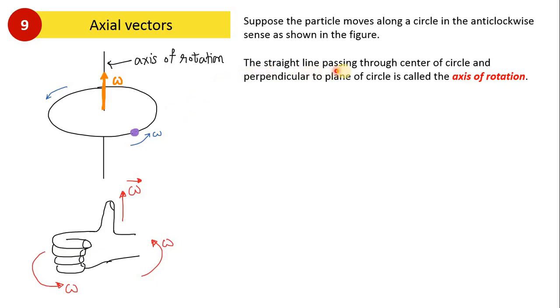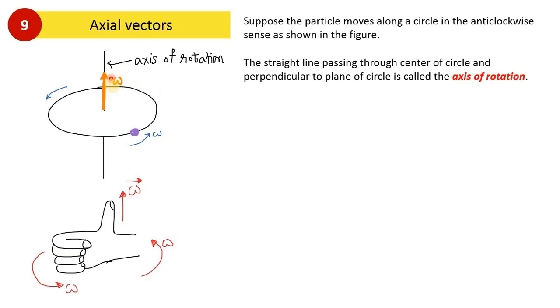The straight line passing through the center of the circle and perpendicular to the plane of the circle is called the axis of rotation. Here, this line you see, the line which is passing through the center of the circle and perpendicular to the plane of the circle, that line is called the axis of rotation, because the particle is rotating around this line, maintaining the same distance from the line. So that line is called the axis of rotation.